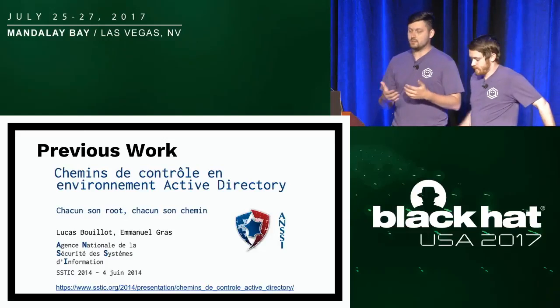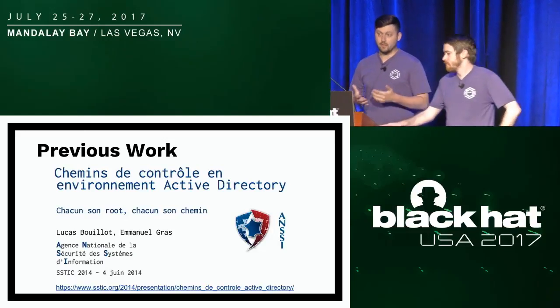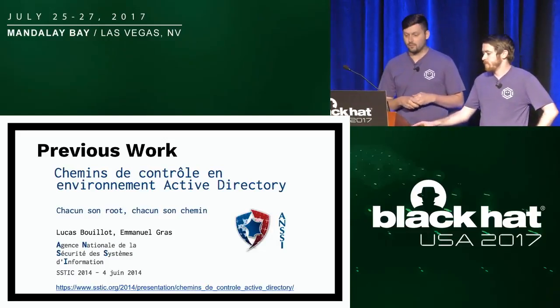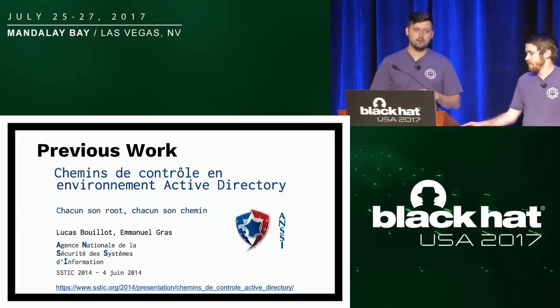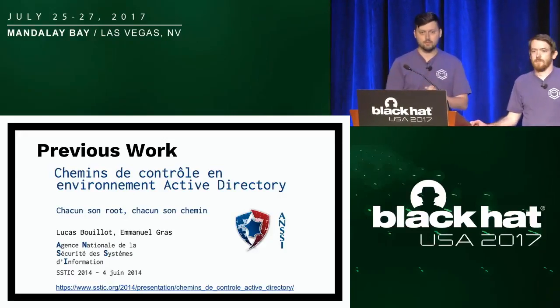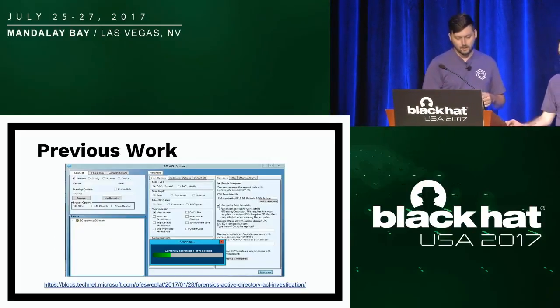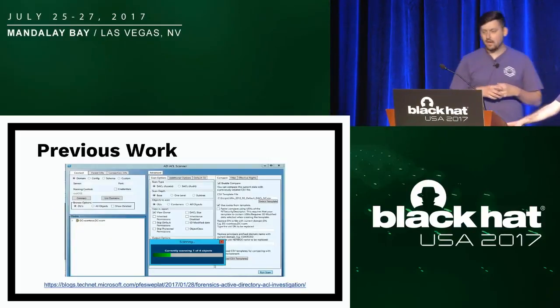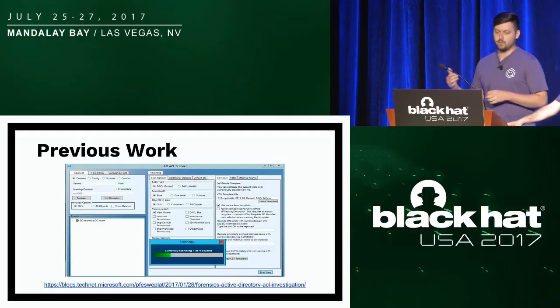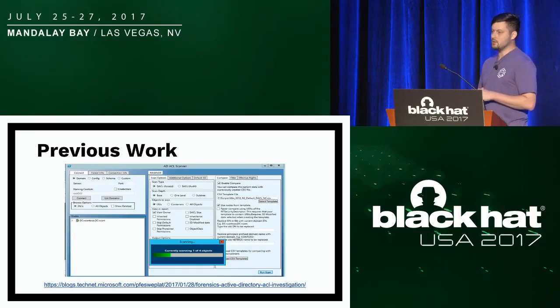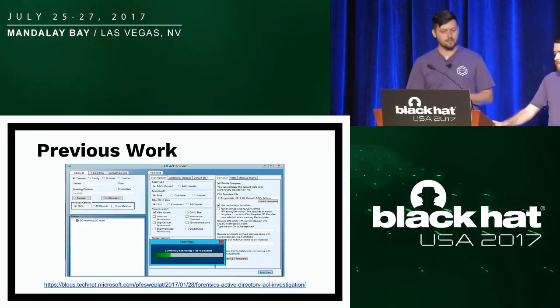So they also served as initial inspiration for us when we were developing BloodHound about a year and a half ago. Luca Bouillot and Emmanuel Gras, we want to make sure that we mention their names. They're the ones who developed the Active Directory Control Paths project. Secondly, the AD ACL Scanner, we should acknowledge this work as well. This is a GUI interface based on PowerShell scripts that you can use for scanning ACLs in Active Directory. It does things like CSV export, CSV diffing, some cool things like that.